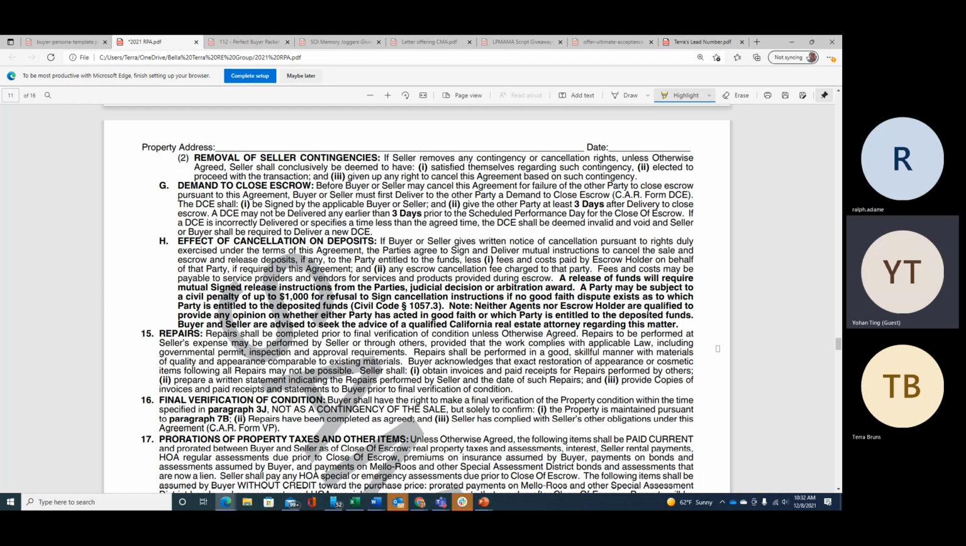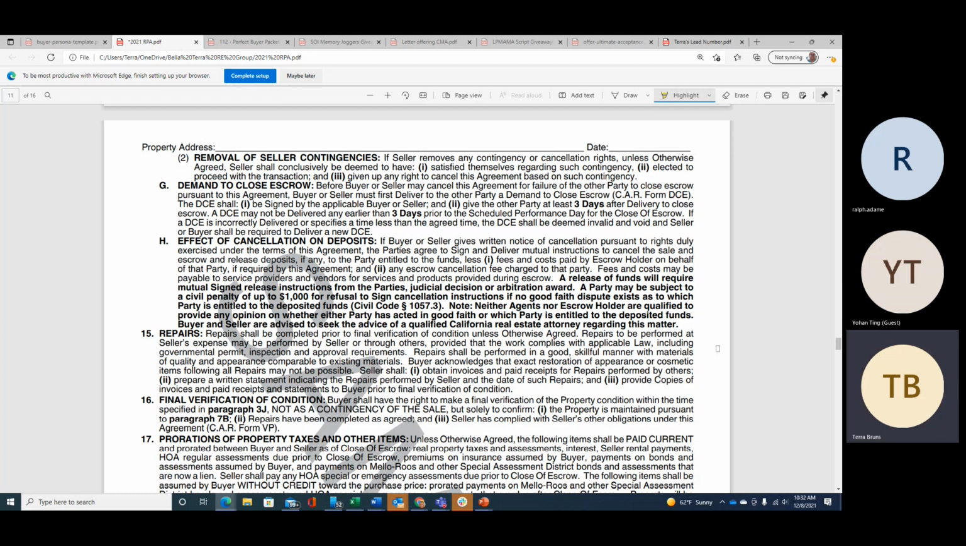Seller shall 1. Obtain invoices and paid receipts for repairs performed by others. 2. Prepare a written statement indicating the repairs performed by seller and the dates of such repairs. And 3. Provide copies of invoices and paid receipts and statements to buyer prior to final verification of condition. Yes, so all repairs must be done before that final walkthrough.